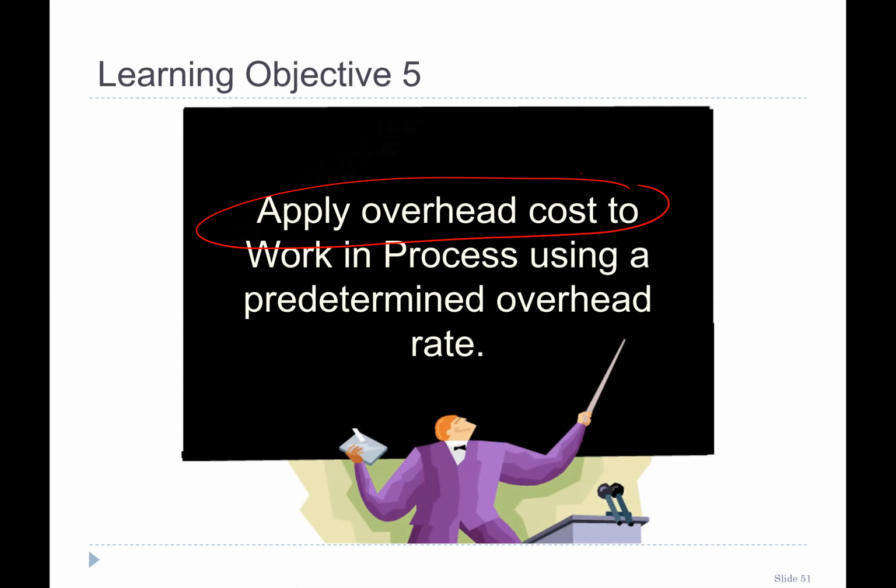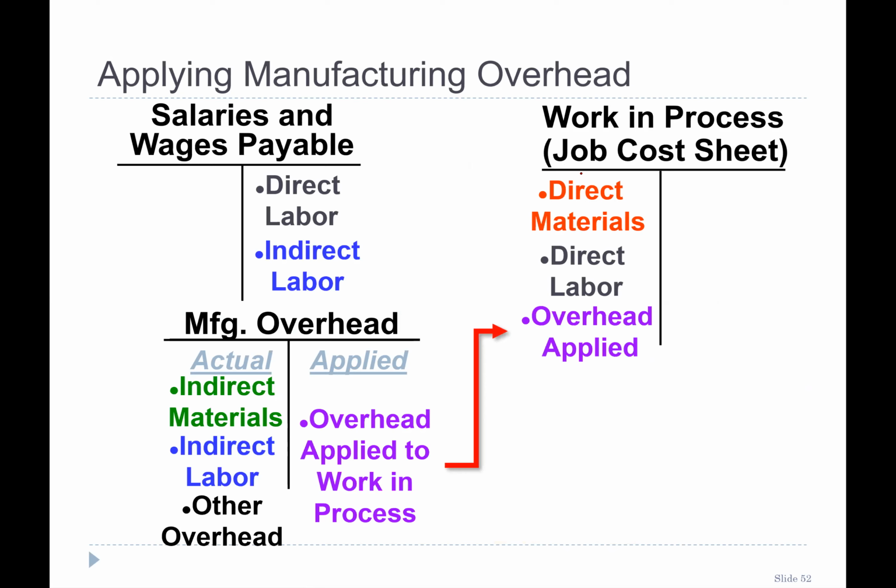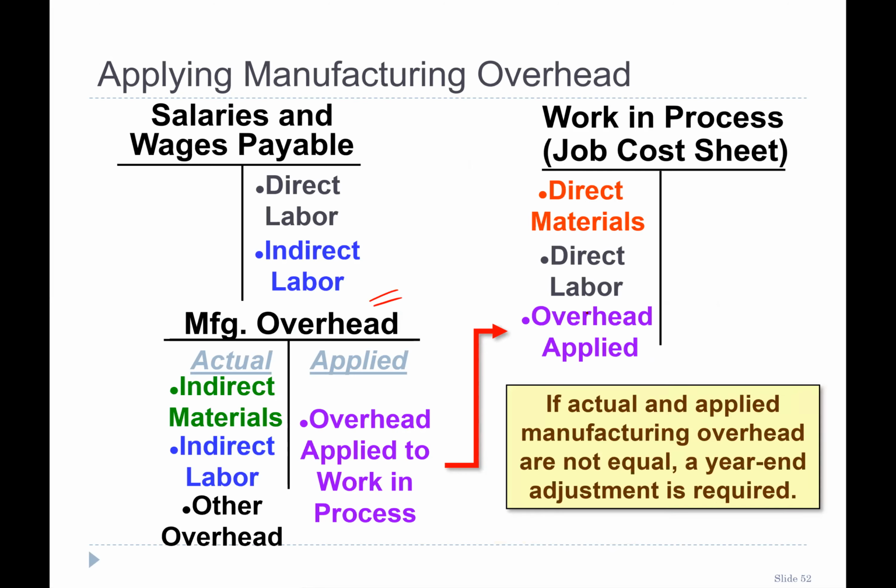And then we talk about the overhead. So work in progress using a predetermined overhead rate. In advance, we calculated the overhead rate and we charge it to work in progress so that we can have a costing and then give a green signal to the customer that we can take the order. And after the order, you compare your plan or your estimate with the actual one, right? So if the actual and applied manufacturing overhead are not equal, it means an adjustment is required.